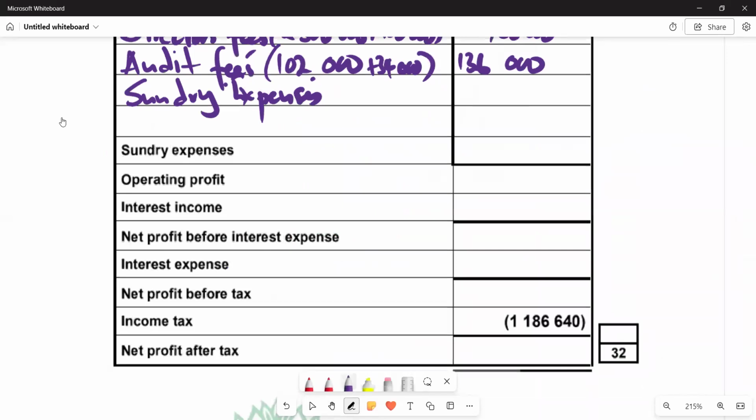So if you come here, we are saying the figures that we are having for provision for bad debt adjustment.